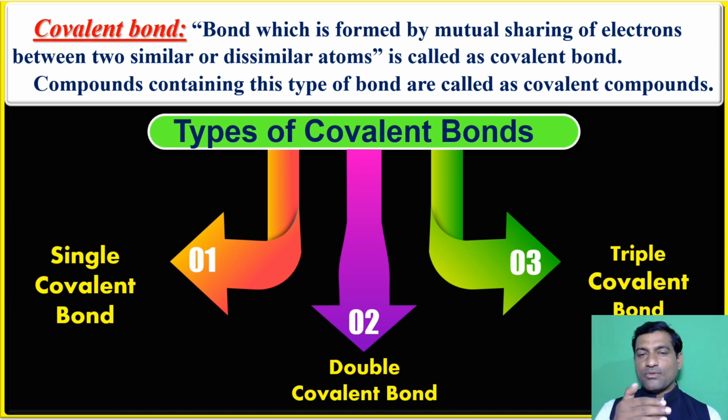If such covalent bonds are present in a compound, those compounds are called covalent compounds. There are three types of covalent bond. One is the single covalent bond, the second is the double covalent bond, and the third is the triple covalent bond. We have to study them one by one.